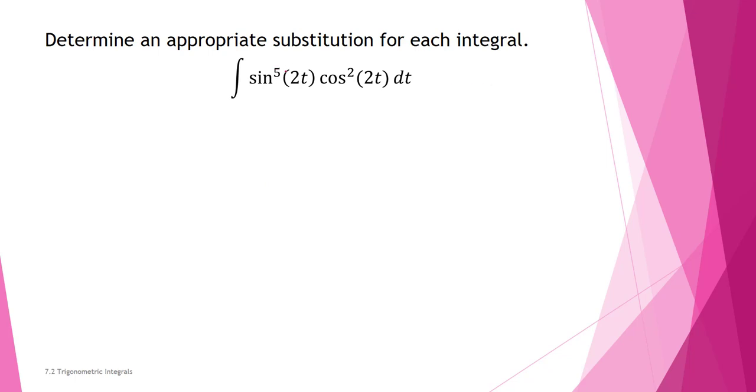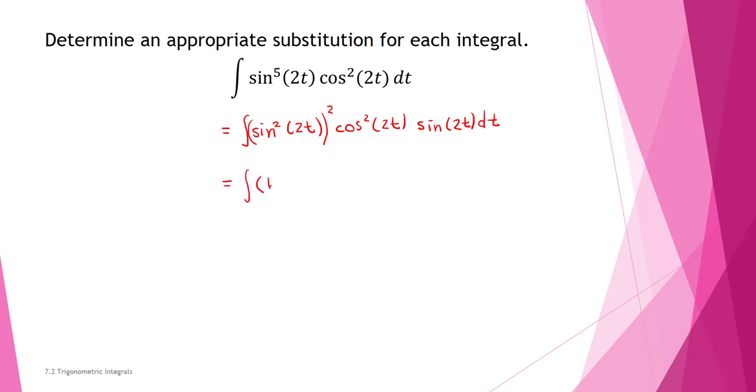Here I see that sine has an odd power, so I can keep sine to the 4th of 2t, cosine squared 2t, and then keep the last sine of 2t here at the end. Okay, remember sine to the 4th I could write as sine squared squared, and I'm doing that because the Pythagorean identity will allow me to change the sine squared into cosines.